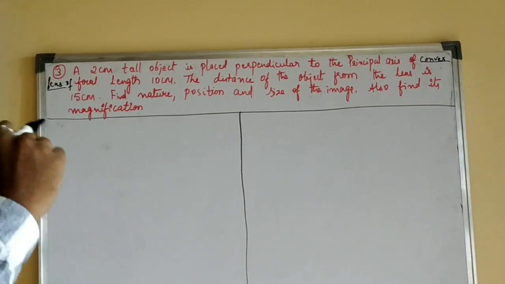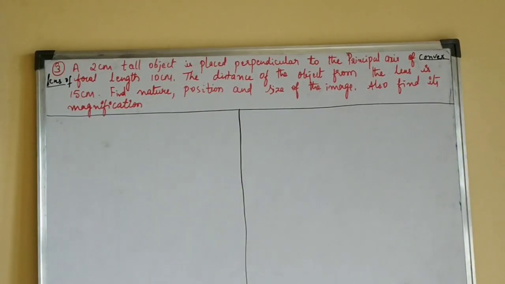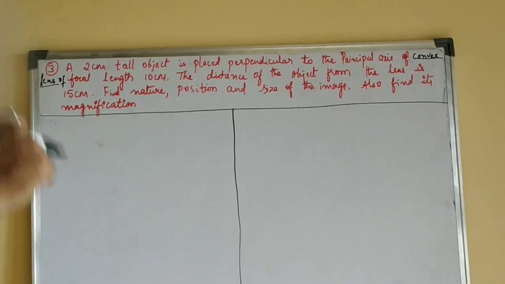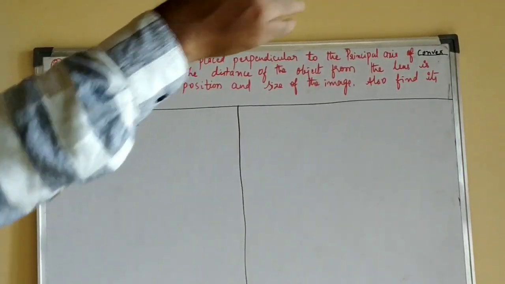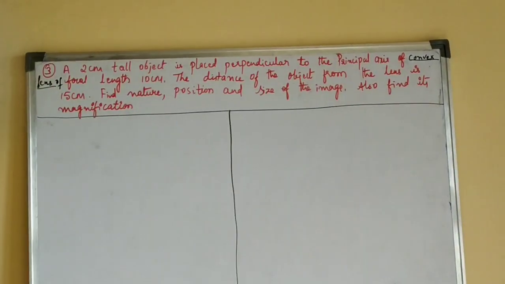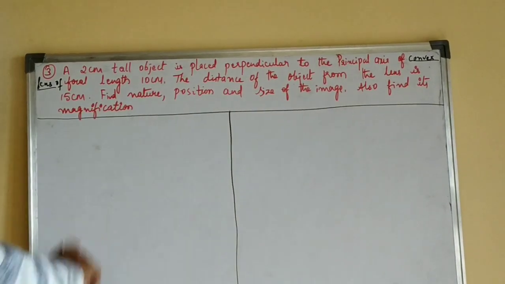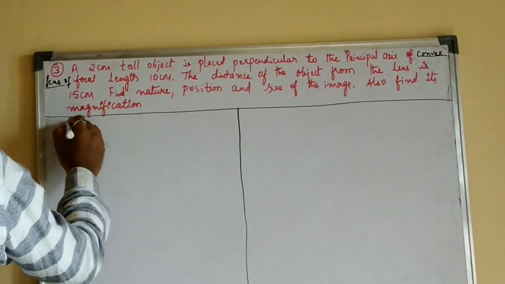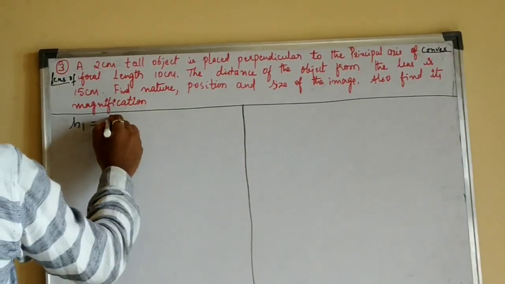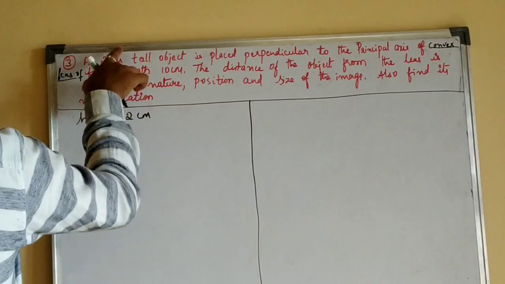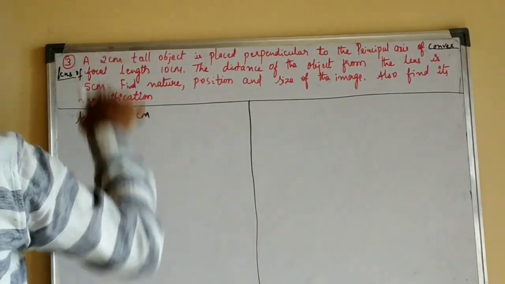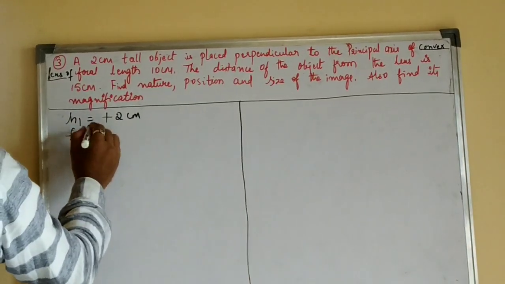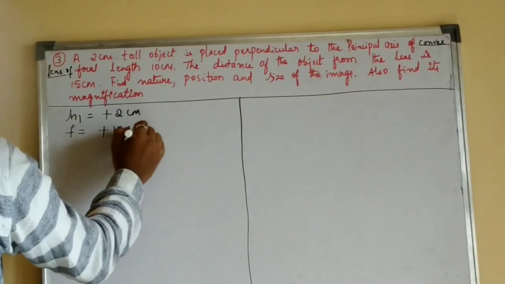Now focal length is the distance at which the image is formed, right? That focal length is plus 10 centimeter. Focal length is positive, meaning we are taking the measurements towards the right side of the lens. The object is h1 equal to plus 2 centimeter. Why is the object height plus 2? Plus indicates it is above the principal axis, an upward measurement. Then focal length is given, that is plus 10 centimeter.